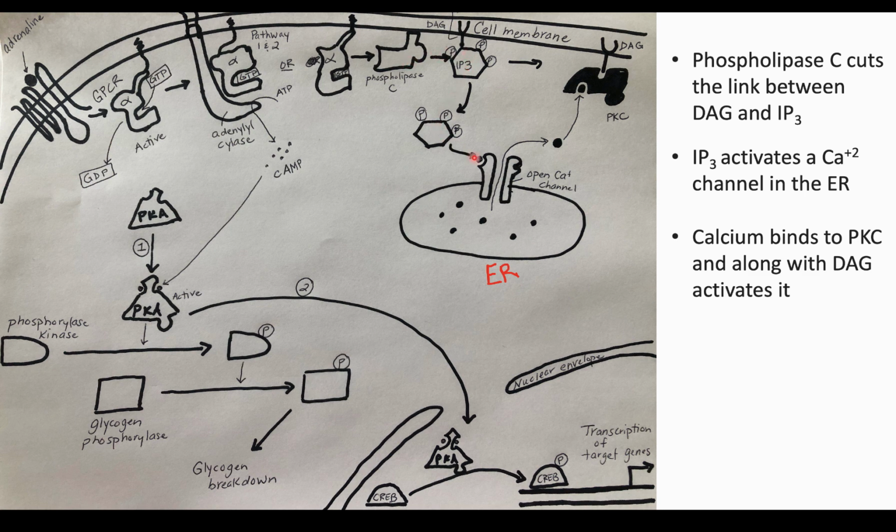The IP3 binds to the channel, opens it, and because calcium is highly concentrated in the ER, it is released into the cytoplasm. It diffuses down its gradient. And then together, the calcium and the diacylglycerol activate another kinase called protein kinase C. So this is a third pathway and another kinase that is activated.